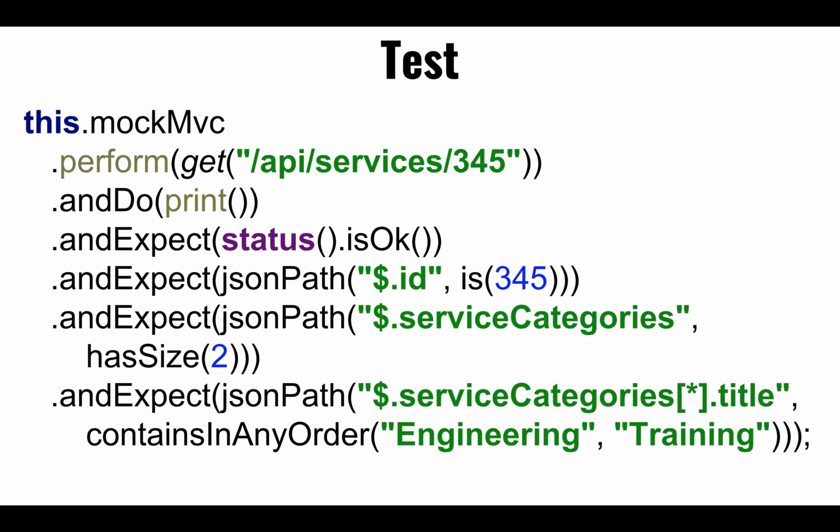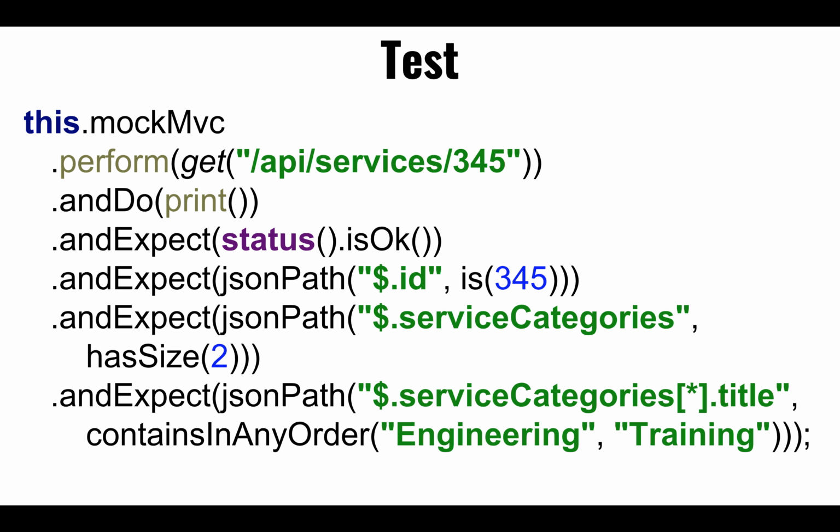And here's a test. We're going to go out and hit that controller with API services 345. We're going to expect that it comes back with a 200. We're going to verify that the ID of the JSON object that comes back has an ID of 345. We're going to verify that the field service categories is an array of all the categories that this service is in. We're going to check that the size of that array is 2. It should have 2 categories in there.